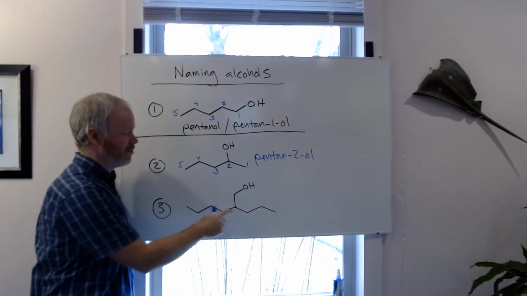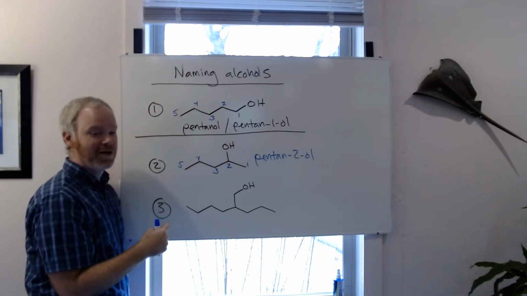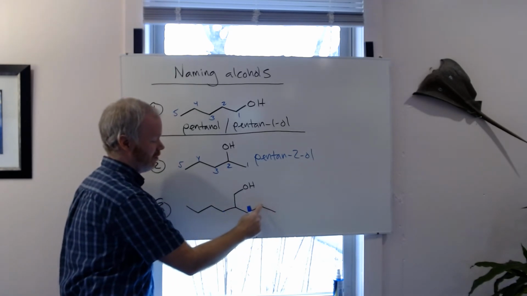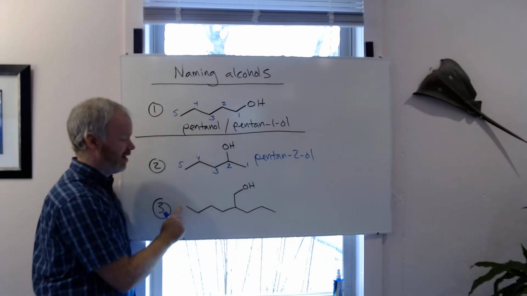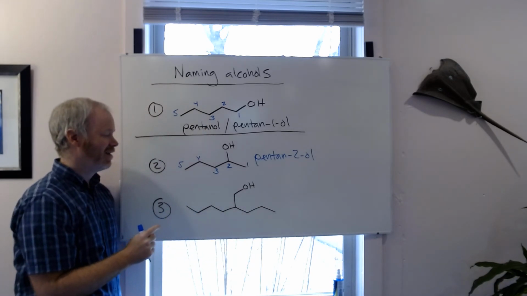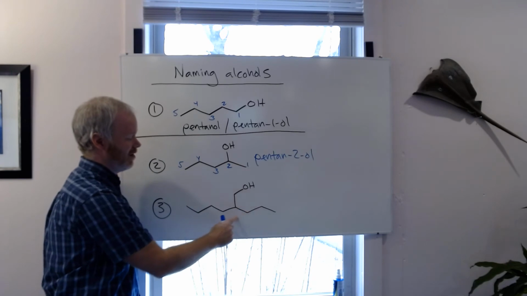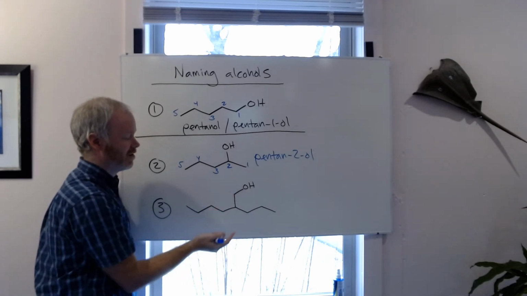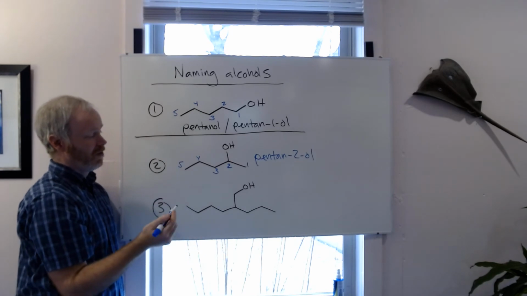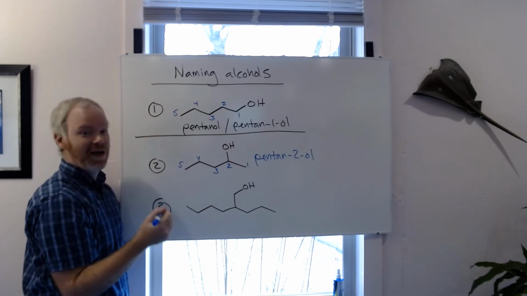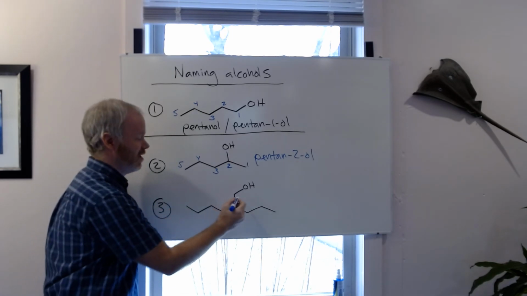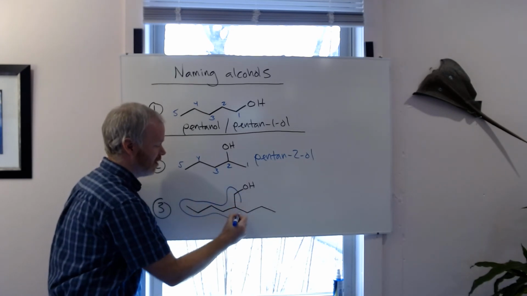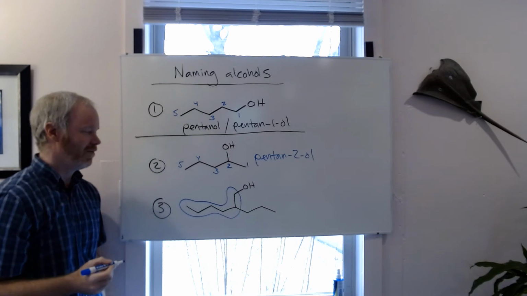A slightly more complicated version is what we have here, right? So if we look, the overall longest chain is 1, 2, 3, 4, 5, 6, 7, 8 carbons. That would be an octane, but the octane longest chain doesn't really contain the alcohol. It contains it as this sort of odd side branch here. So we want to name the alcohol based on the longest chain that actually contains the important functional group, even if it's not the longest possible chain we can imagine here.